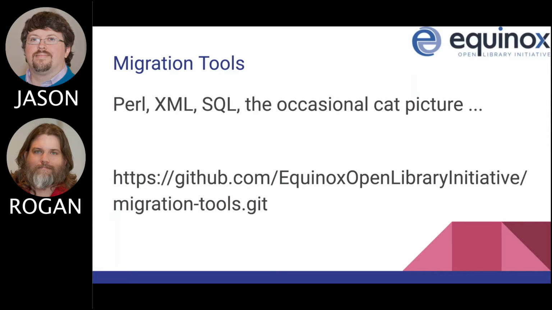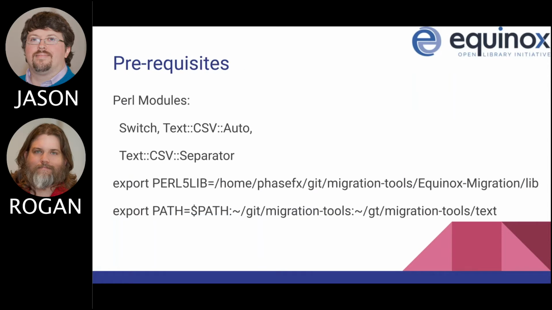And to talk a little bit about some of the technical elements and prerequisites, I'm going to pass it over to Jason now. Yeah, so migration tools started off as mostly for Evergreen migrations, and Evergreen and Koha both use Perl, and that was the language we were most familiar with at the time. So there's a few Perl modules we need: Switch, Text::CSV auto, Text::CSV separator. We don't have a proper installation process, so we just run things directly out of the Git repository, so you need to update your path. The PERL5LIB, that's optional. If you're going to use the MARC cleanup utility, then you need that.